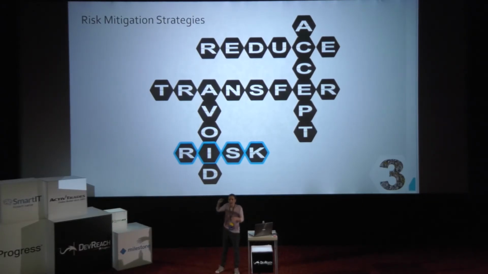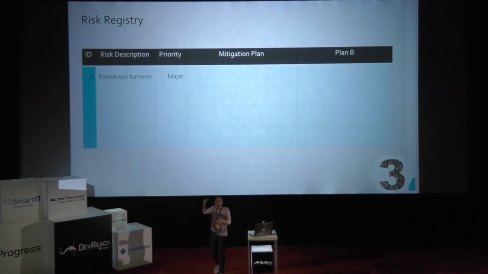Okay, let's go back to our risk registry, those 4 strategies. We will use one of them. So we have employee turnover as a major priority risk. And in the software industry, as I already said, the most common strategy to be used in this situation is just risk reduction.